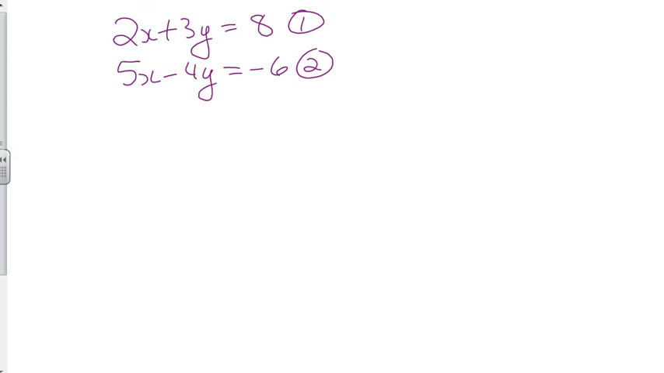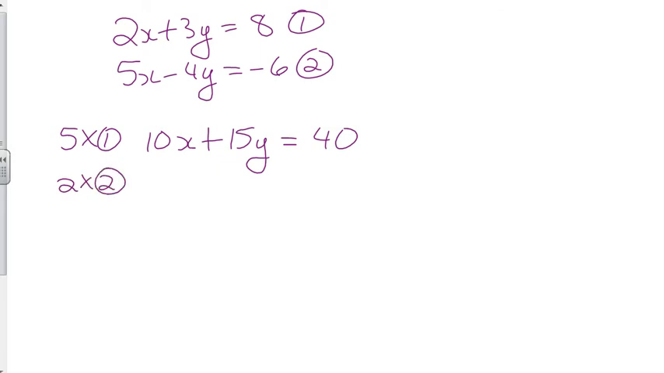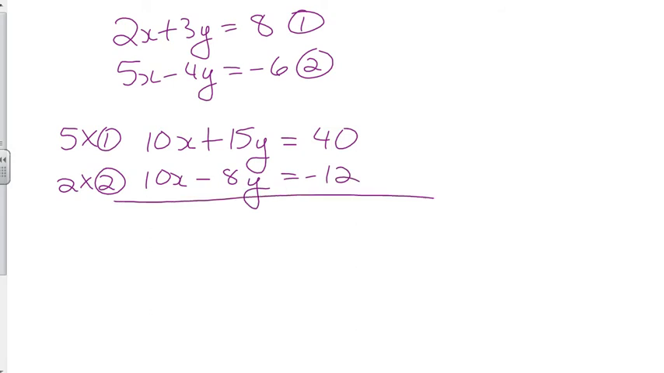Okay, let me leave this up. We're going to eliminate x. What do I have to multiply by to eliminate x? Okay, and we're going to go 2 times 2. Add or subtract? Subtract. What's 15 minus negative 8? 23. What's that equal to? 52. What's y equal to? 52 over 23.